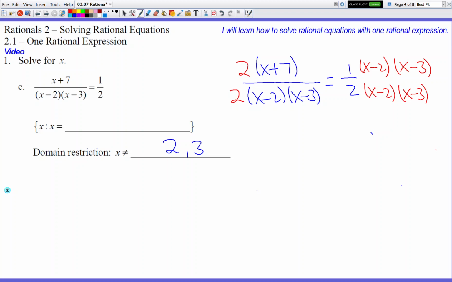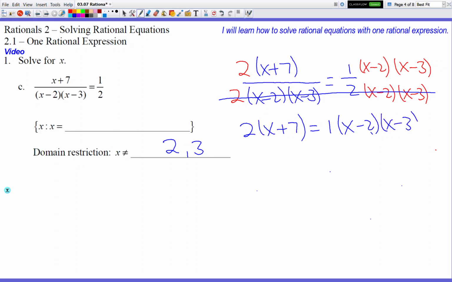Both sides have a 2. Both sides have an x minus 2. And both sides have an x minus 3. So because everybody has the same matching denominator, we can just cross it all out. And we get 2 times the quantity x plus 7, and we get equals 1 times the quantity x minus 2 times x minus 3.